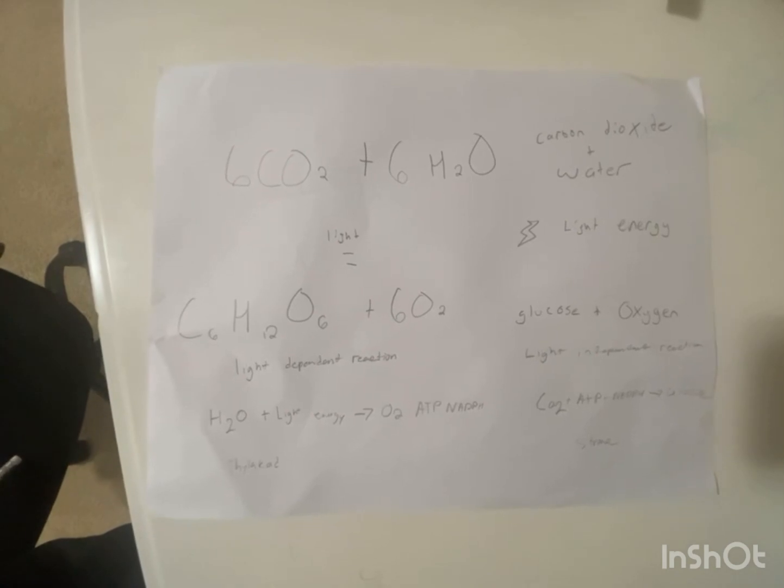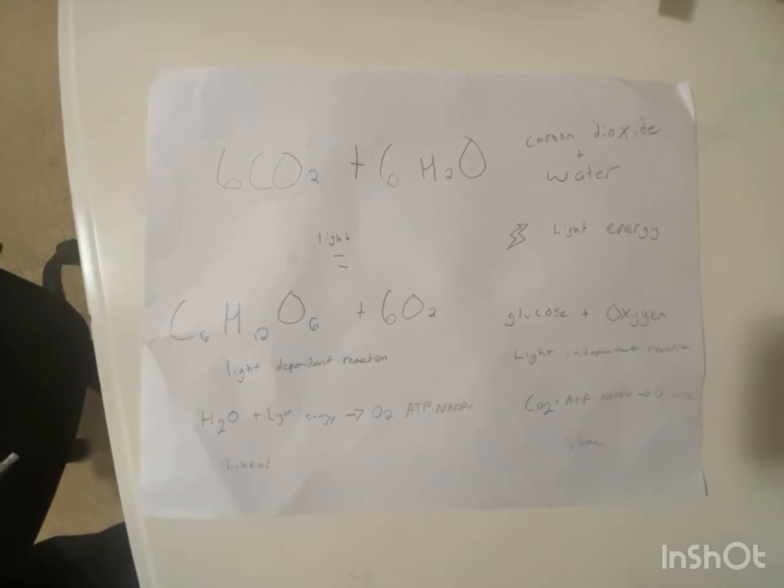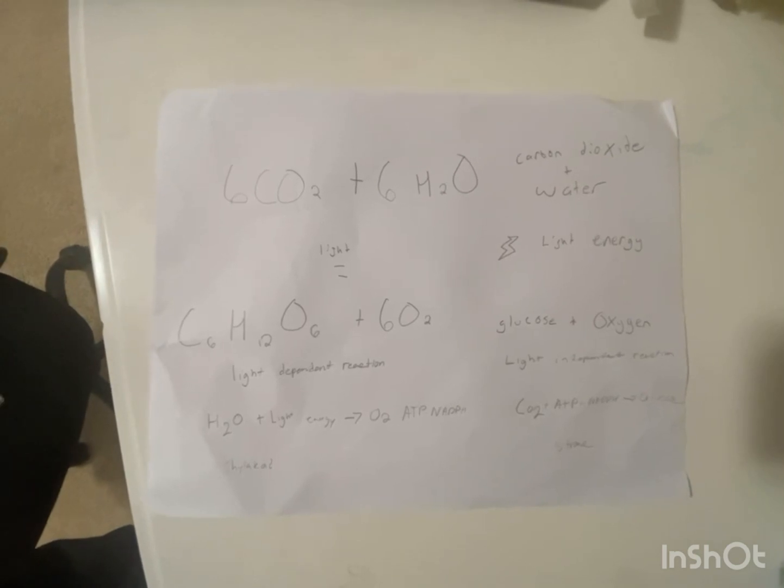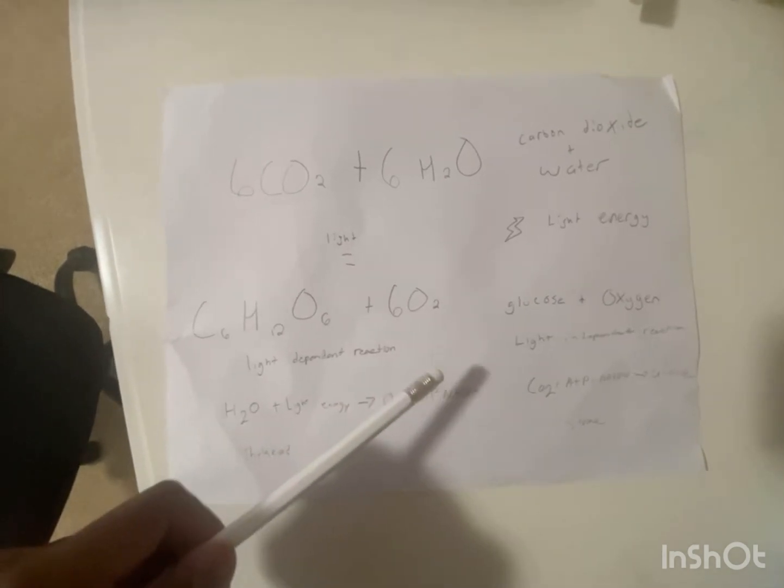Formula of photosynthesis. 6 CO2 plus 6 H2O plus light equals C6H12O6 plus 6O2. This is the formula of photosynthesis. It consists of three reactants: carbon dioxide, water, and light energy, which all create glucose and oxygen.